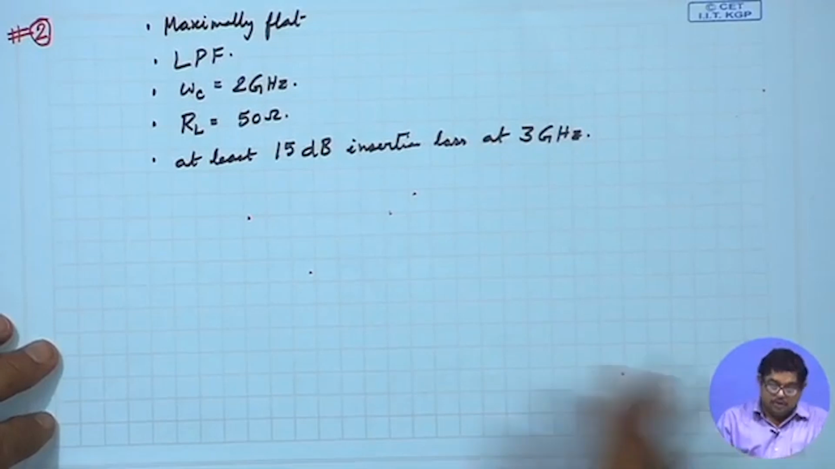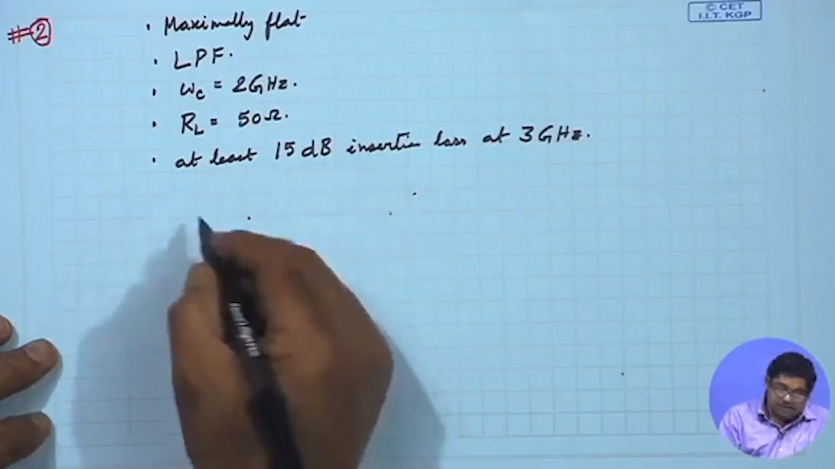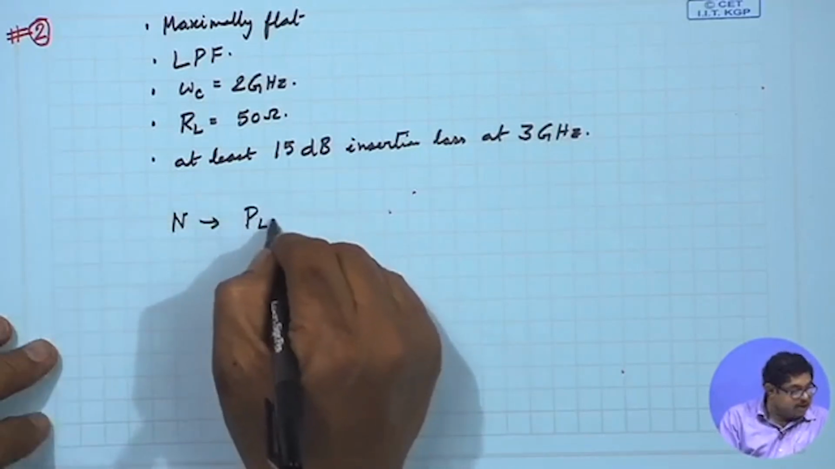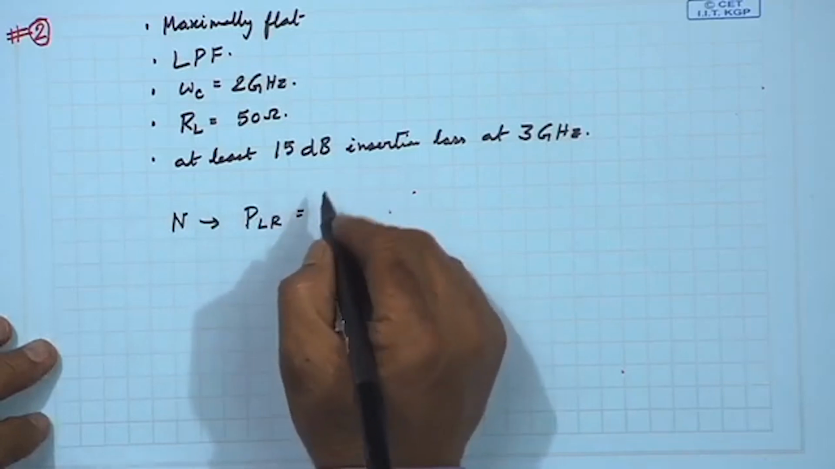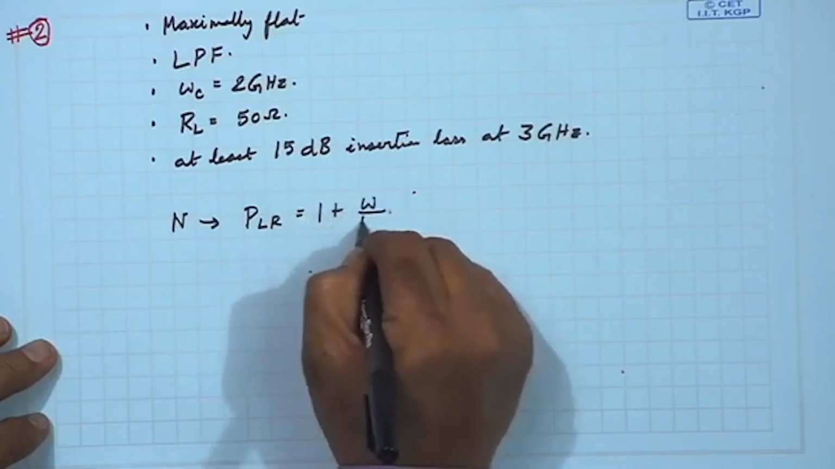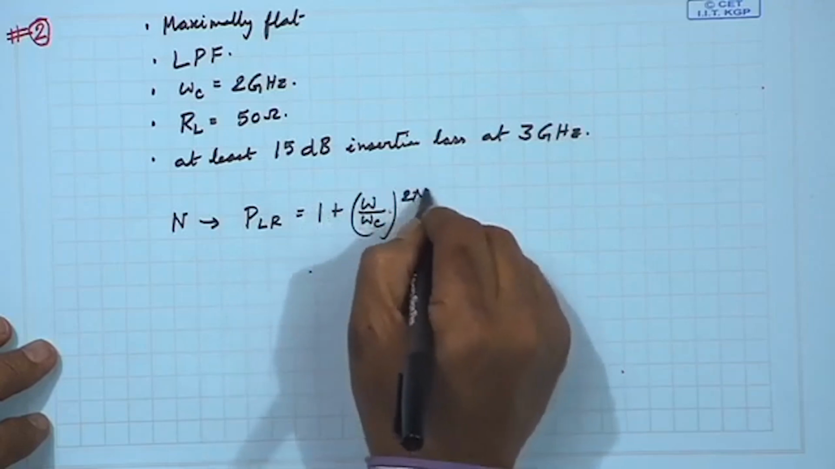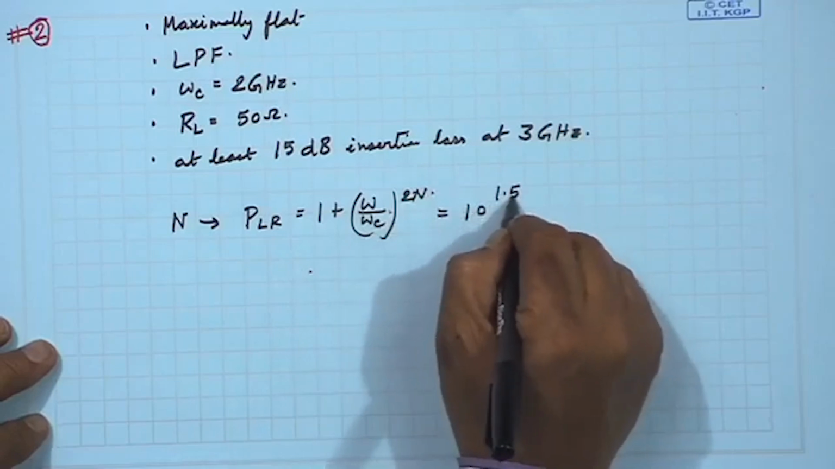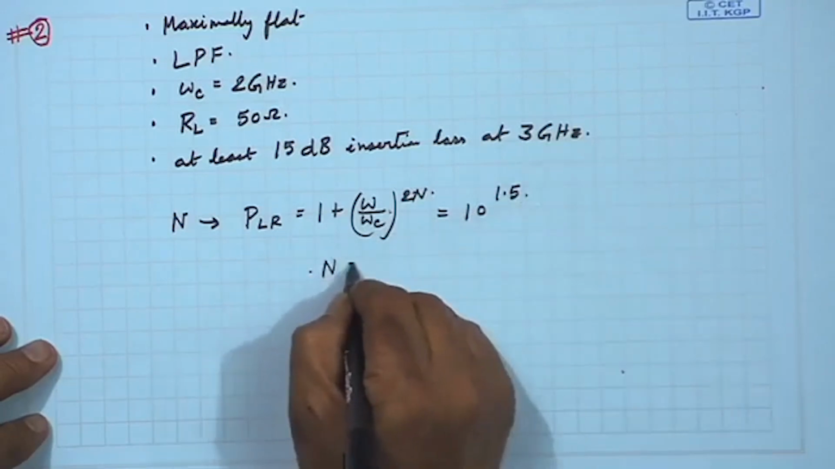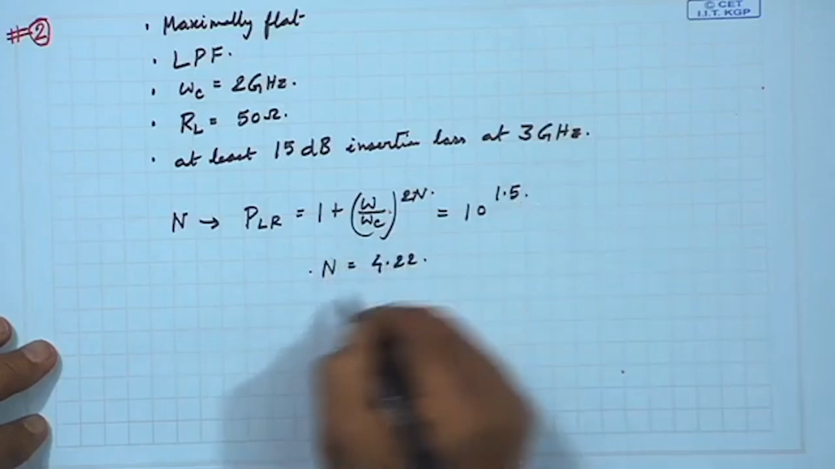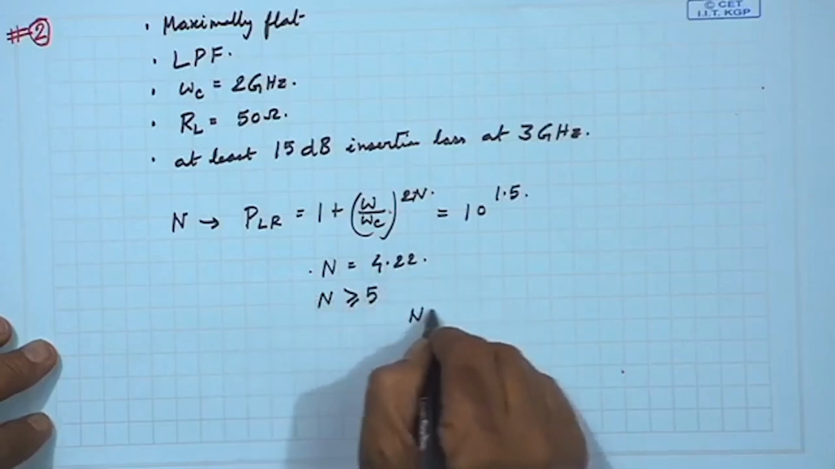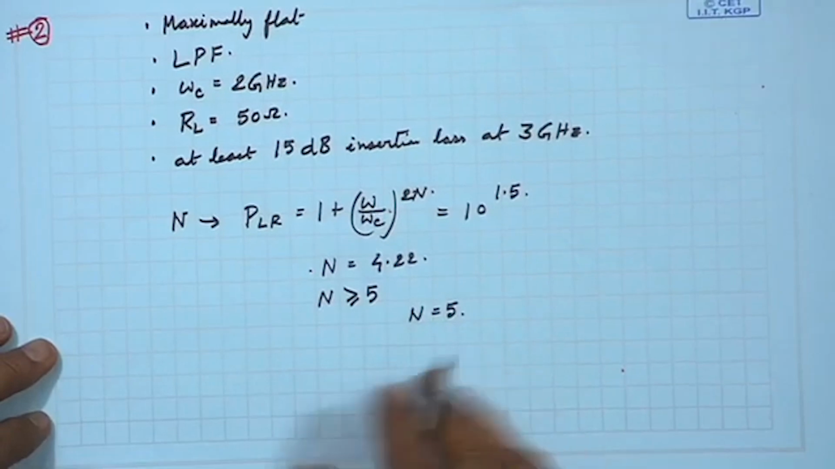Now, the first thing, like before, is to find the order n by the previous method, where PLR should be 1 plus omega by omega c whole to the power 2n. That is 10 to the power 15 by 10 dB. Solving that, we get n as 4.22. So, we will take n to be greater than or equal to 5. Now, let us take 5, and from 5 you can find the prototypes.